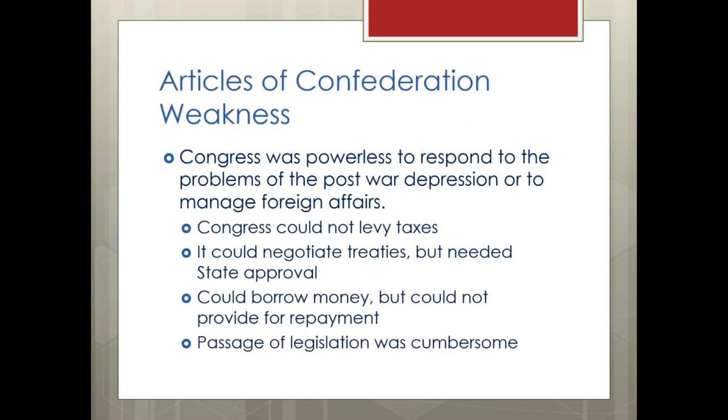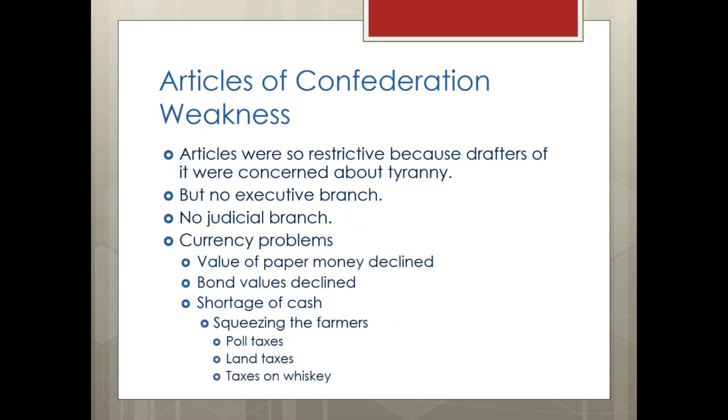And Congress was powerless to respond to the problems of the post-war depression. Anytime it wanted to pass legislation, it was cumbersome because they needed 9 out of the 13 votes. They could borrow money, but they couldn't repay it. They couldn't levy taxes. It could negotiate treaties with foreign countries, but it needed state approval to do so. The articles were so restrictive because, again, the drafters were concerned about tyranny. But there was no executive branch and no judicial branch.